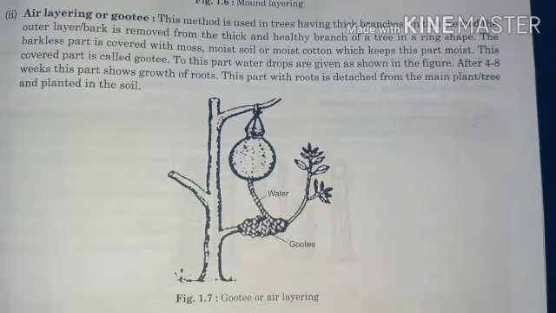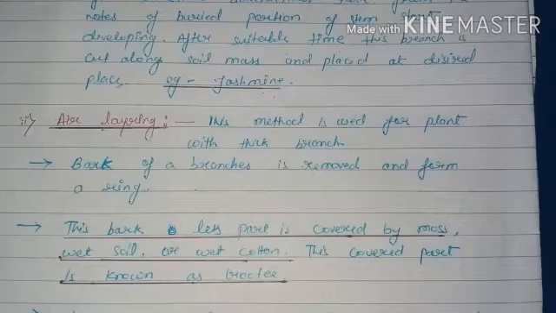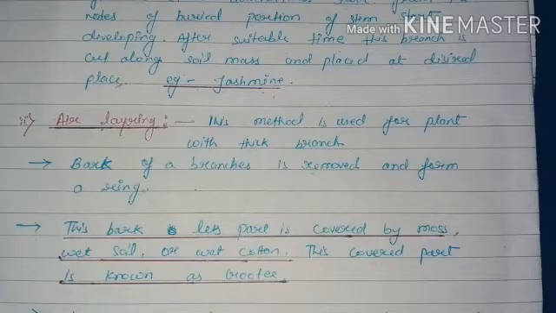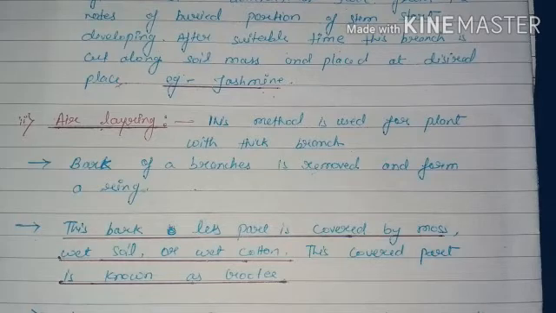So what are the differences between the two layerings? First of all, layering means inducing roots without separating from the mother plant, and there are two types of layering: mound layering and air layering. Mound layering we use for flexible branches, and air layering we use for strong branches. We do it like this, and we get the desired plant.